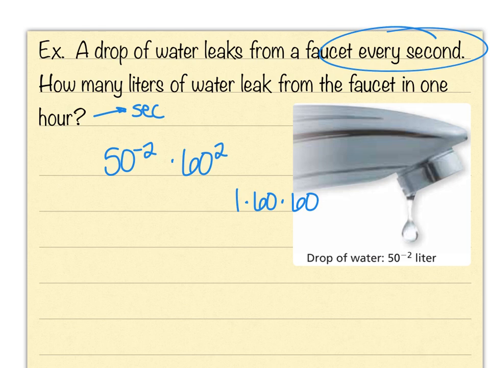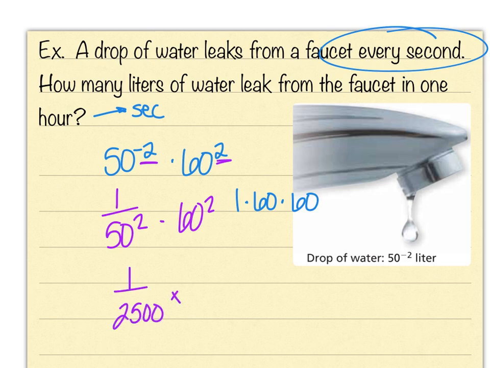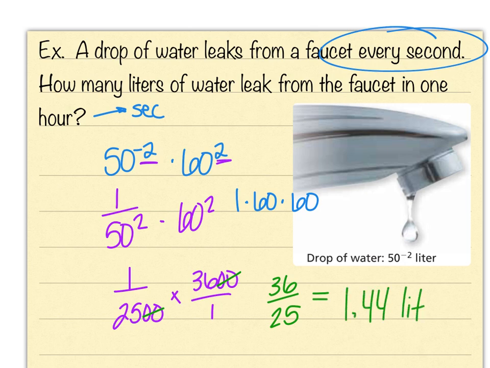Now I cannot add these together because they're not the same base. So I have to treat them separately. This would be 1 over 50 squared times 60 squared. 50 squared is 2,500. And then 60 squared is 3,600. So if I cancel and cancel, that's going to give me 36 over 25. And I will write this answer as a decimal. And it's 1.44 liters. 1.44, so not quite 1.5 liters every hour are leaking from this faucet.